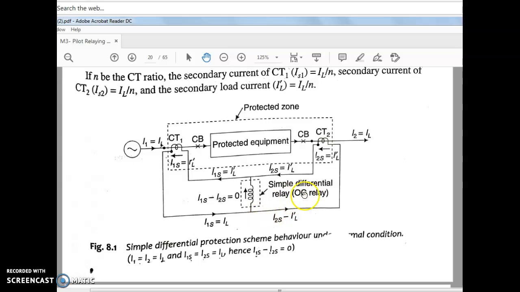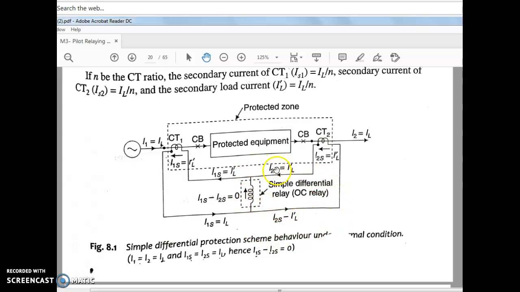Here the secondary currents I1S and I2S of both CTs are equal to the load current, IL dash. So I1S equals I2S equals the load current IL dash. The secondary currents under normal conditions simply circulate through the secondary windings of the two CTs and the pilot leads. The instantaneous overcurrent relay is connected here in the middle. The overcurrent relay does not operate to trip the circuit breaker under normal operating conditions.